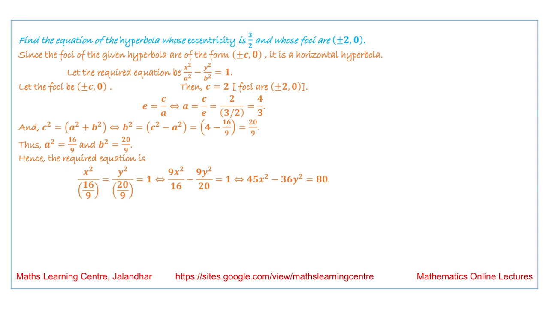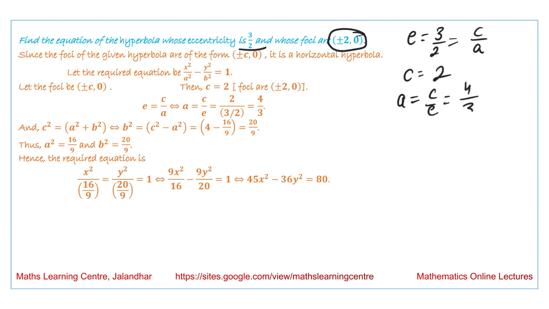Next question is: find the equation of the hyperbola whose eccentricity e is given to be 3 by 2, that is equal to c by a, and focus is given to be plus minus 2, so the value of c is equal to 2. It is a horizontal hyperbola. So from this we can obtain the value of a is equal to c by e, so we obtain it is 4 by 3.